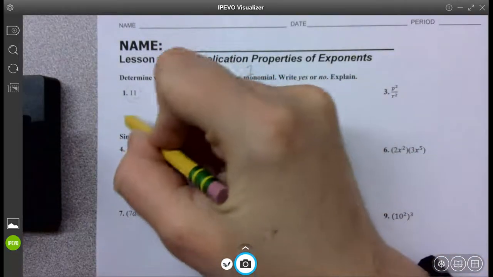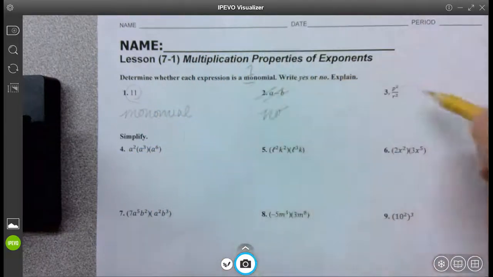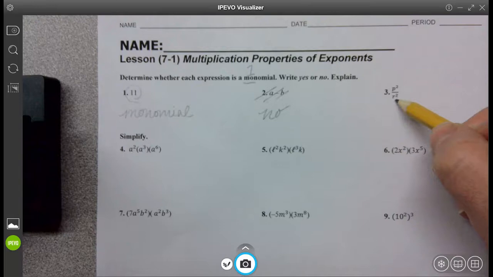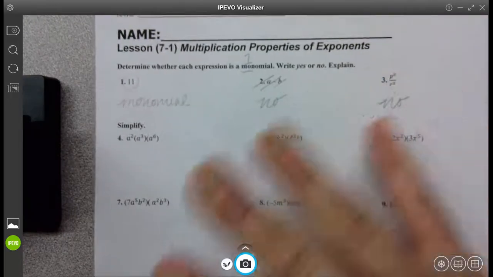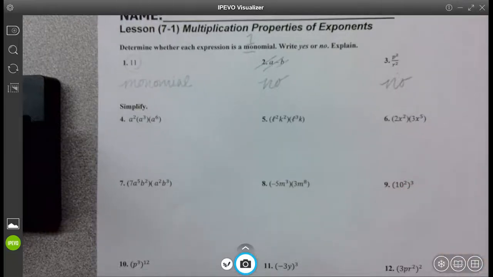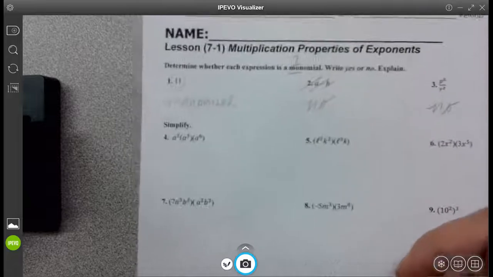We have 1 term here. That's a monomial. We have, well, it looks like 1 term, but there's division here with 2 different terms. So no, it's not a monomial. Okay, so now we're getting into variables and classifying them and simplifying them.